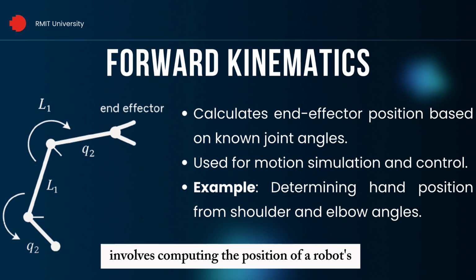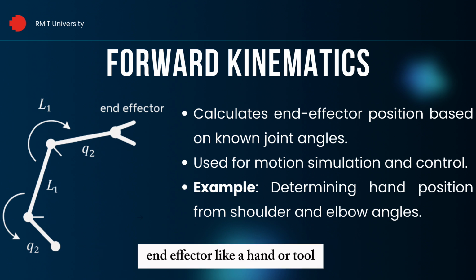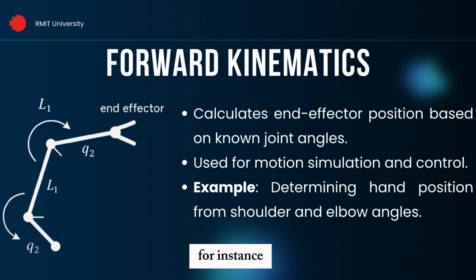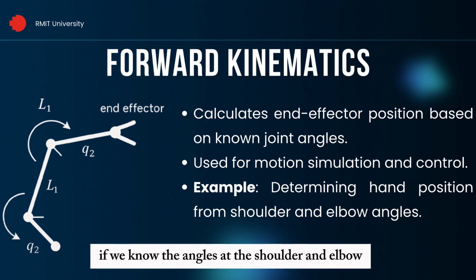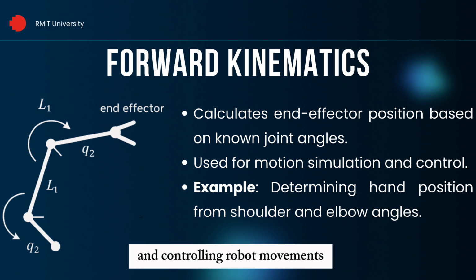Forward kinematics involves computing the position of a robot's end effector, like a hand or tool, based on known joint parameters. For instance, if we know the angles at the shoulder and elbow, we can determine where the hand is located. This method is fundamental for simulating and controlling robot movements.